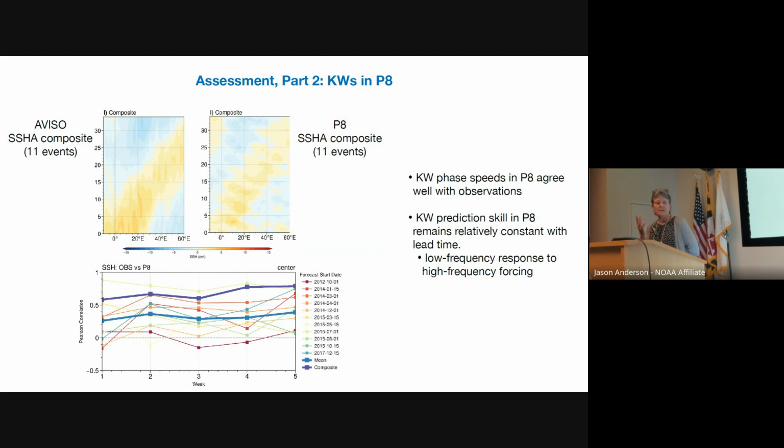But the other thing we want to ask is, what about the Kelvin wave amplitude? To do that, we can take the mean amplitude along this wavefront for each event. I'm just showing it for the composite here. And we can ask, how sensitive is the Kelvin wave amplitude for each of these events to things like the stability of the thermocline or the strength of the wind forcing?